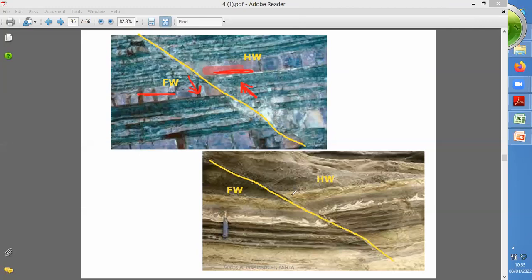Now here you can consider this light layer, or you can consider this white layer, or you can consider this black layer. These layers are moved upward in the hanging wall, and in the foot wall, these layers are moved towards the downward side. Okay, that's why it is the type of the reverse fault, normal fault and reverse fault. The characters of the normal fault are exactly opposite to the characters of the reverse fault. Okay. So have you understood what are the characters of the normal fault and what are the characters of the reverse fault?